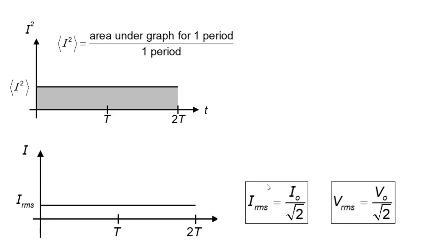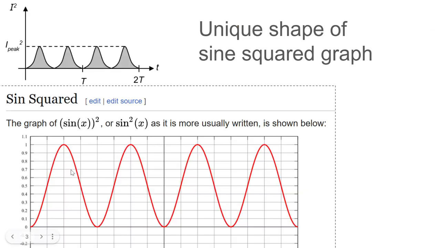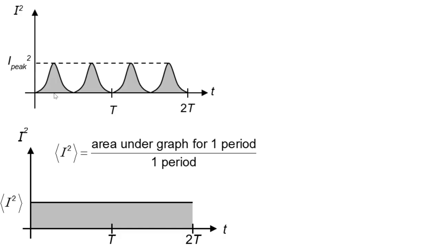Now, how do I arrive at this relationship in your notes, where they tell you that the I RMS value for a sinusoidal graph is I naught divided by root 2? I'm going to walk you through the graph to derive this value. So you look at this. If I call this I naught, this value here is I naught. When I square this, what do I get? I naught square. Then after that, I take the mean.